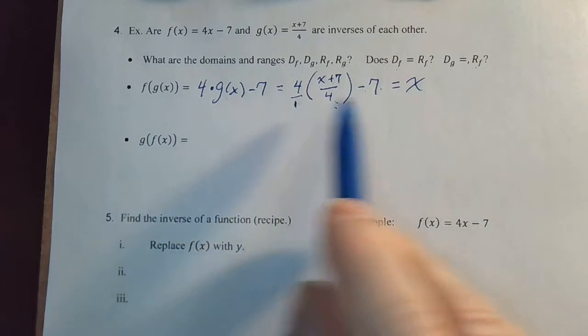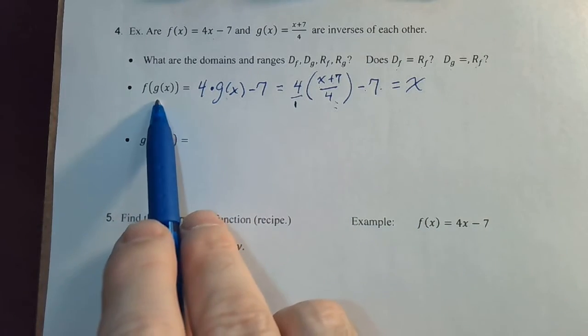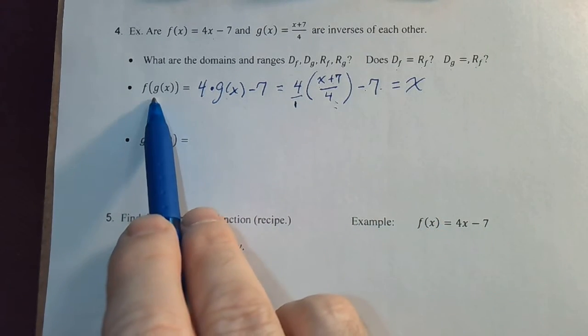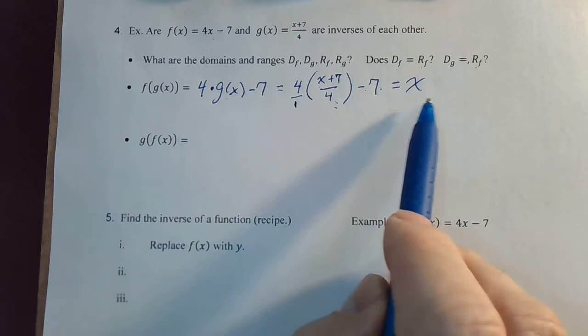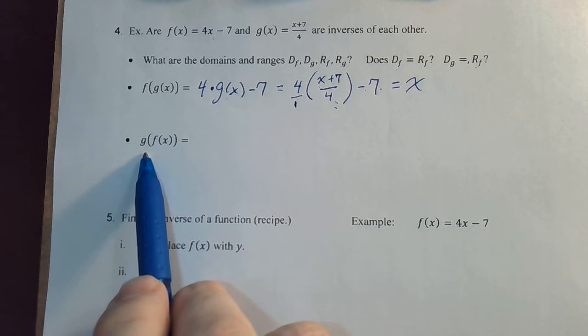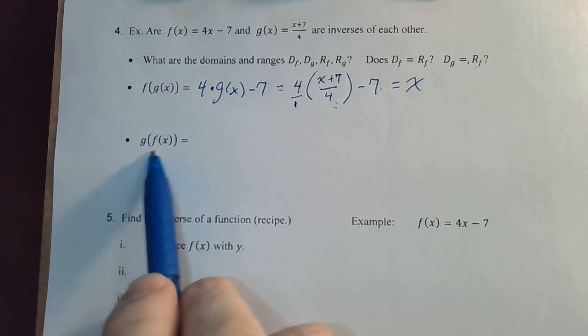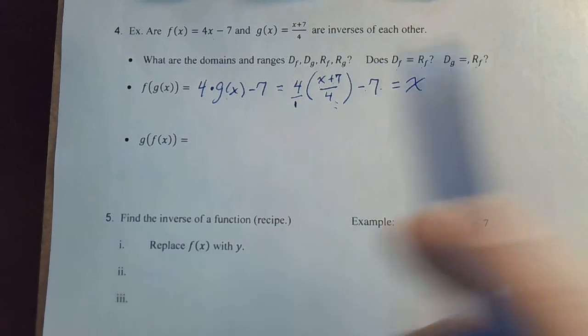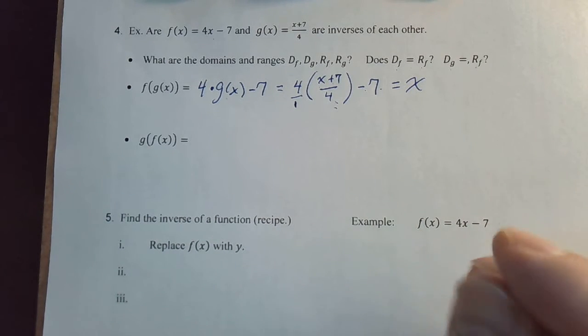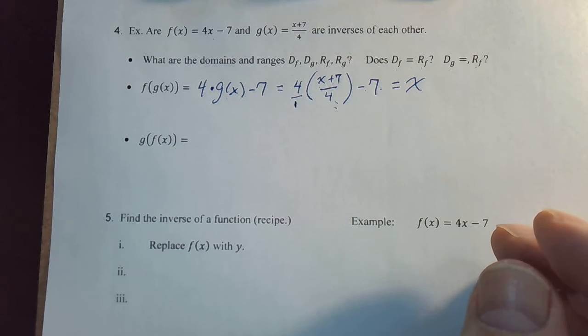And usually for the functions we're doing in this section, you only need to do one of these. We will find that f of g of x equals x, and for the functions we're looking at, g of f of x will also be x. You don't have to do it in both directions unless the instructions explicitly say to do that.